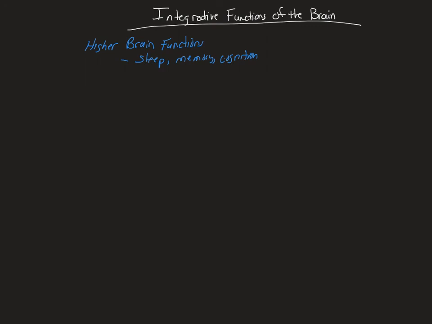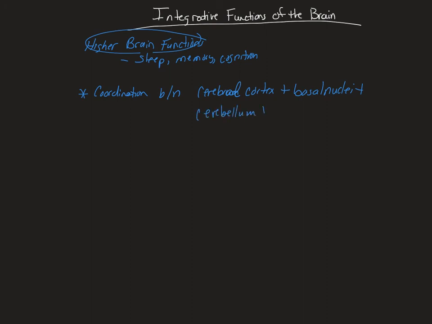You've got multiple areas in the cerebral cortex involved in sleep, memory, cognition, etc., motor control, language, okay? What you want to remember is that these things are a coordination between the higher brain parts up in the cerebrum, specifically the cerebral cortex, but also different basal nuclei areas are going to be working with this, okay? And then you can also have integration with the cerebellum and the brainstem as well.